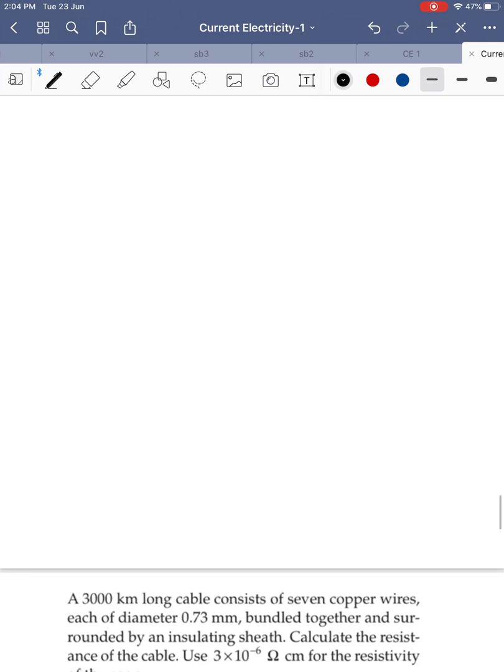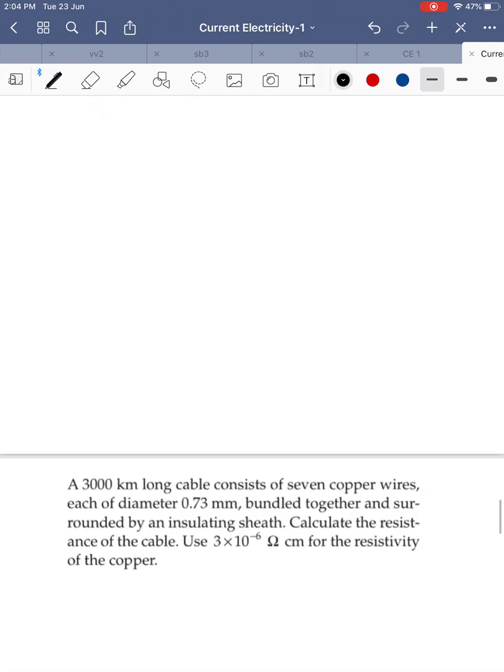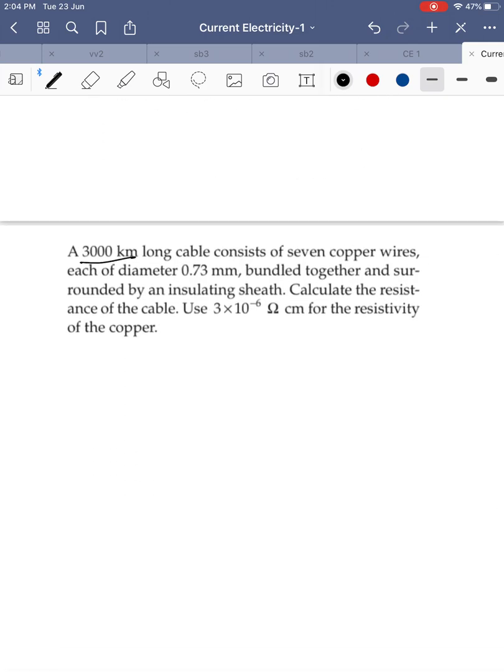There are certain problems included in it. Let's write. Length of the cable consisting of 7 copper wires, each of a diameter 0.73 millimeter, bundled together. So length is how much? 3000 kilometer, 3000 into 10 power 3 meters, and diameter is given, d is equal to 0.73 millimeter, which is 10 power minus 3 meters.